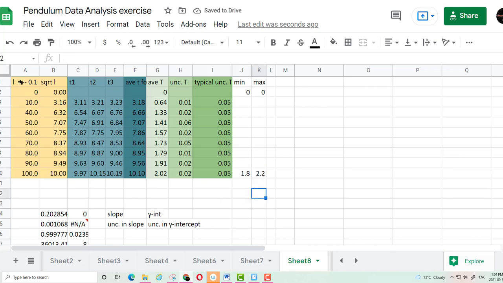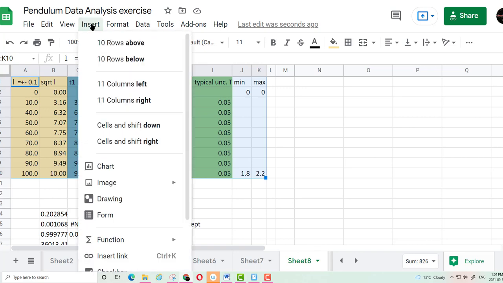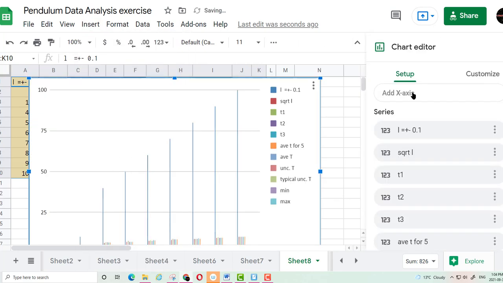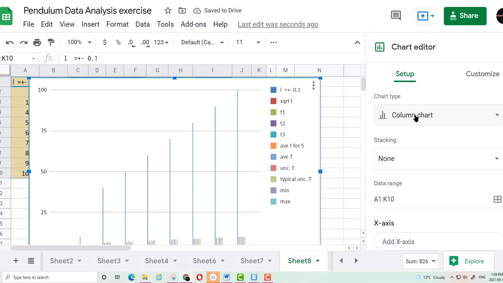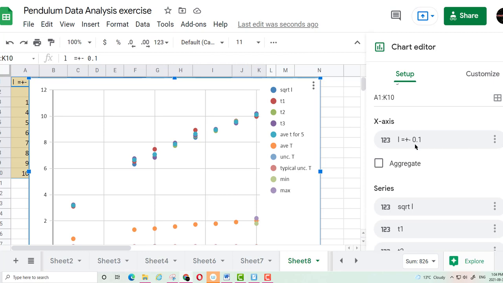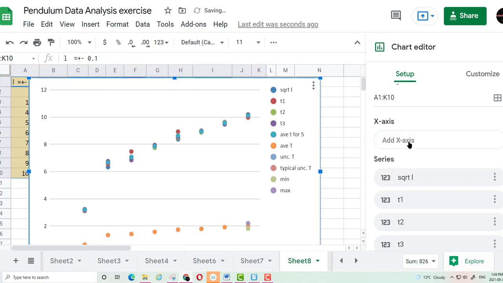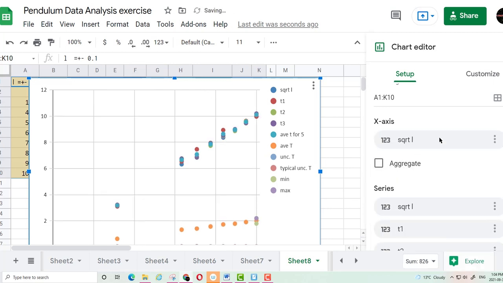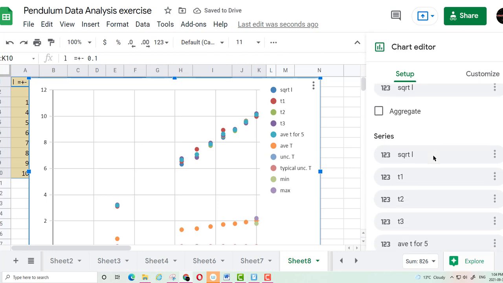So now what I'm going to do is just highlight all of my data. I'm just going to select all of my data there, and I'm going to insert a chart. And of course I want this to be a scatter graph. My x-axis, I don't want that to be L. I want that to be the square root of L. So I'm going to remove that and add square root of L for my x-axis.